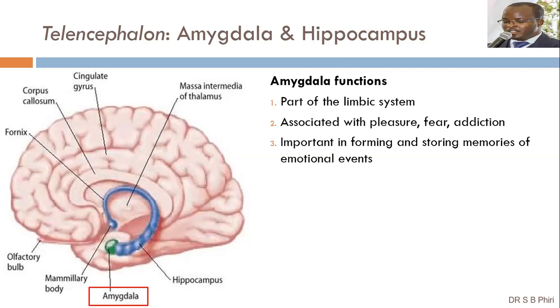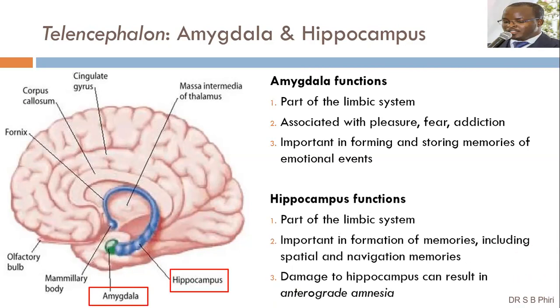That's why sometimes you are able to get a smell of a particular perfume. For instance, if your wife is using a particular perfume, you are able to link that smell to your emotions. Why? It's because there is a connection between the sense of smell and the amygdala. The amygdala will store emotional events.